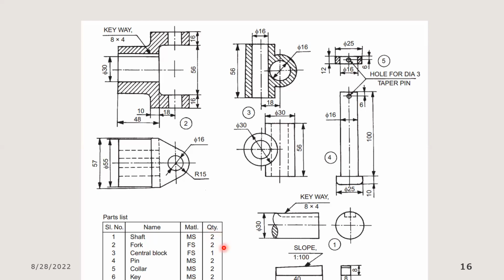Another very important thing you should take note of is that some of the named parts are 2 in number. So even though you are just seeing one part here, for example, part 1, in your assembly we should be seeing 2 part 1s. The same goes for part 2, which is the fork.